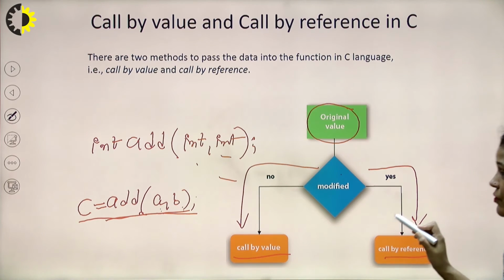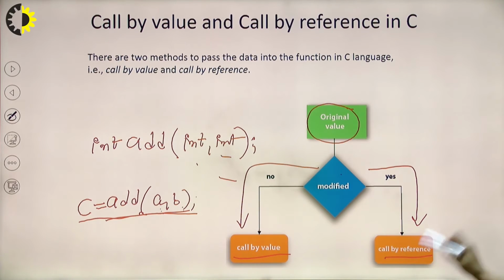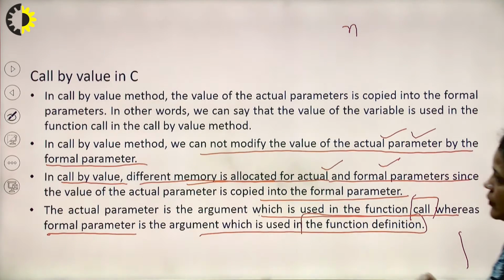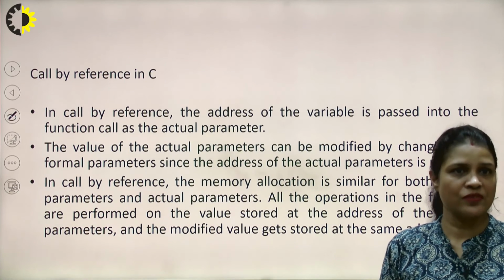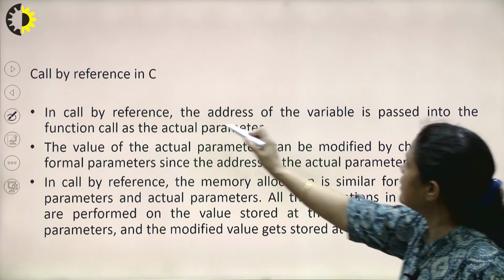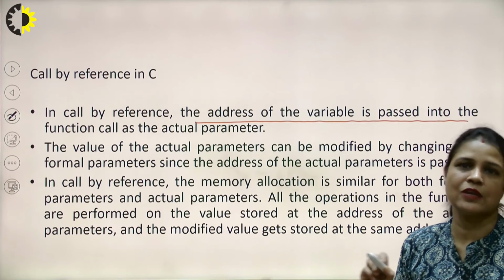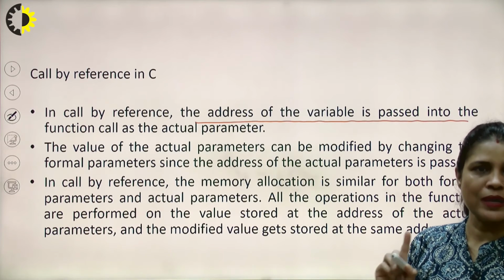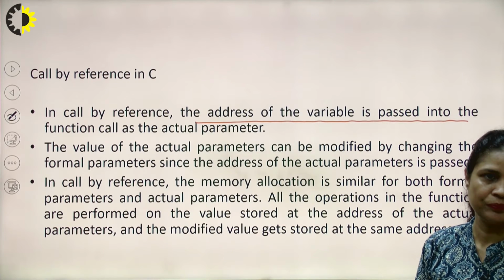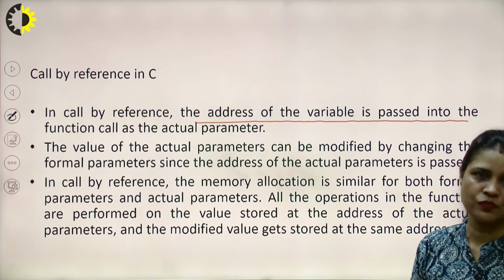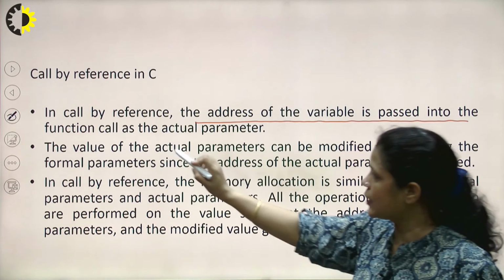Now the next method we will understand is call by reference. The original value will be modified in call by reference, right? So hope you understand this properly. Now come to call by reference. In call by reference, the address of the variable is passed into the function as the actual parameter. So instead of passing the value, now we will pass the address of the variable. What will we pass? The address of the variable. Instead of passing the value, we will pass the address of the variable at the time of function calling.